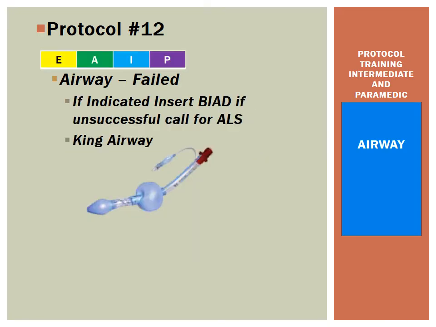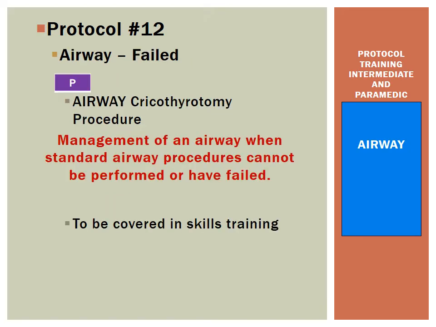Okay, for all provider levels, don't forget, if indicated, insert the blind insertion airway device. If unsuccessful, call for ALS, and of course we are using the King Airway for our BIAD. Okay, so for our paramedic providers in the airway failed protocol, protocol 12, airway cricothyrotomy procedures.